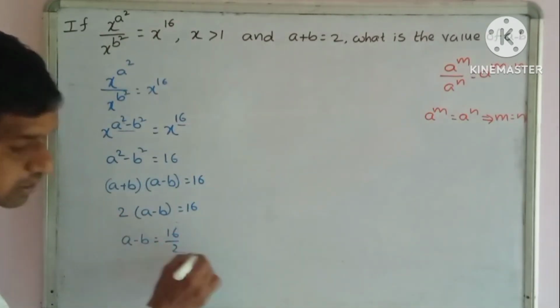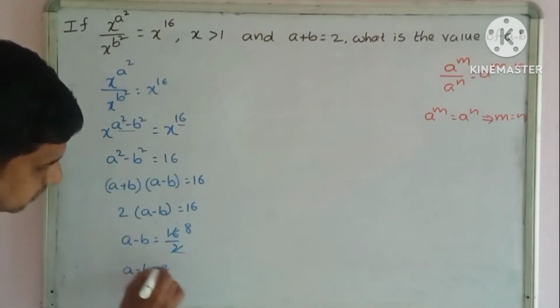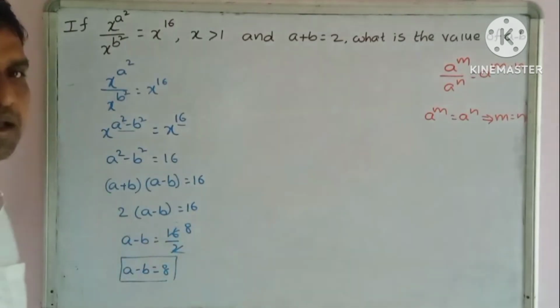So a − b = 16 / 2, transposing the 2 to the right side, divided by 2. How many times 2? 8 times. a − b = 8. Therefore the value of a − b is 8.